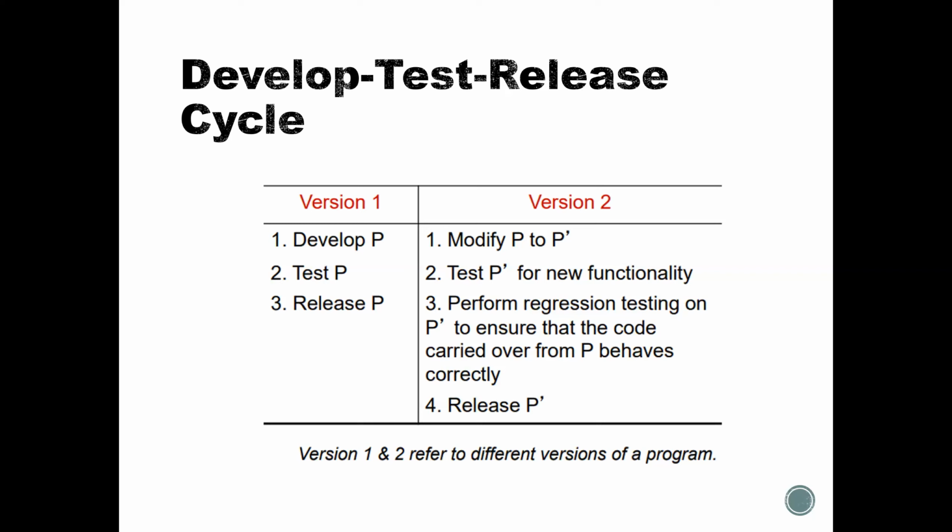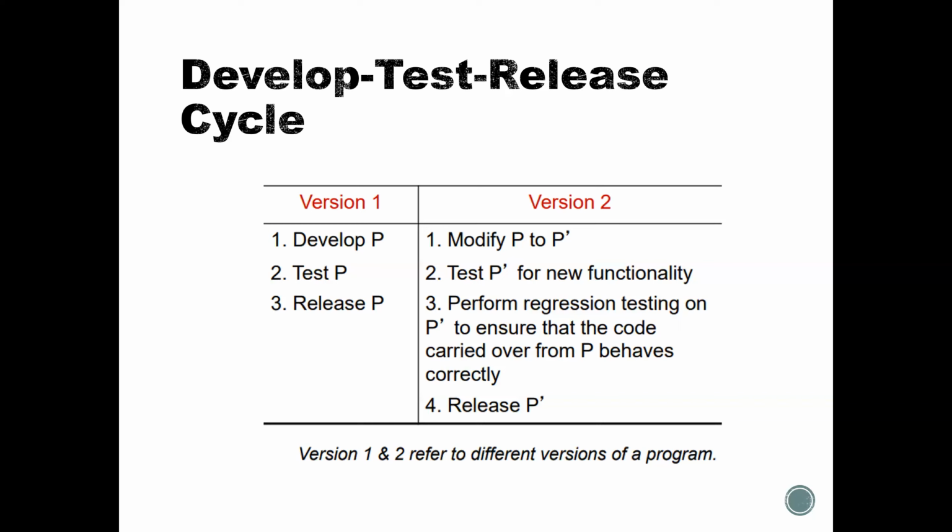So the modified version which we are seeing here, P dash, needs to be tested for its new functionality. However, in making any modification to P, the developer might mistakenly add or remove code that causes the existing or unchanged functionality of P to stop working.